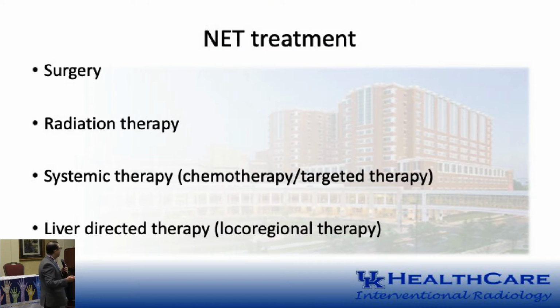All right. So for treatment of neuroendocrine cancer that has metastasized or gone into the liver, a patient can undergo surgery, radiation therapy, systemic therapy, liver-directed therapy, or local regional therapy, and this is my role.